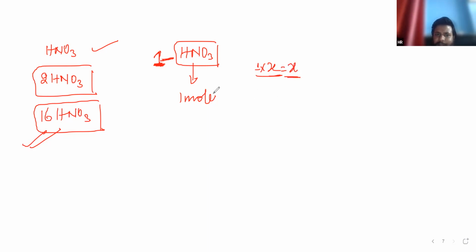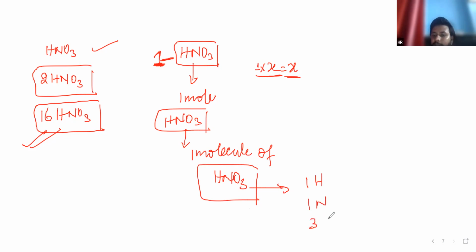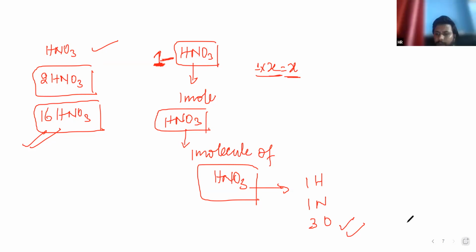What I want to say is that if only HNO3 is written, it means one molecule of HNO3. In one molecule of HNO3, one hydrogen is present, one nitrogen is present, and 3 oxygen are present. Is that clear, Arsalan? Yes, sir. Azza? Okay, thank you. Just move to the next question.